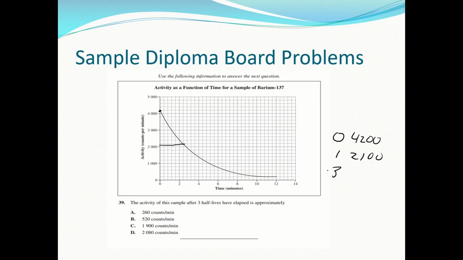I guess we don't have to do that. Sorry, I was trying to figure out the time of the half-life, but we can just go 2. We're going to have 1,050, and then 3, we're going to have 525. B. Yeah, that's it. You just had to look at where you started at. That was nice and easy.